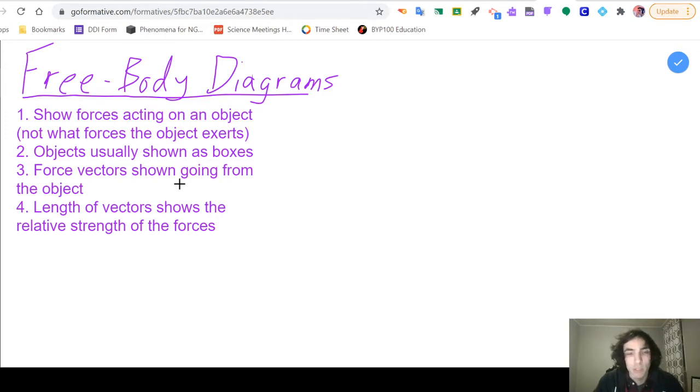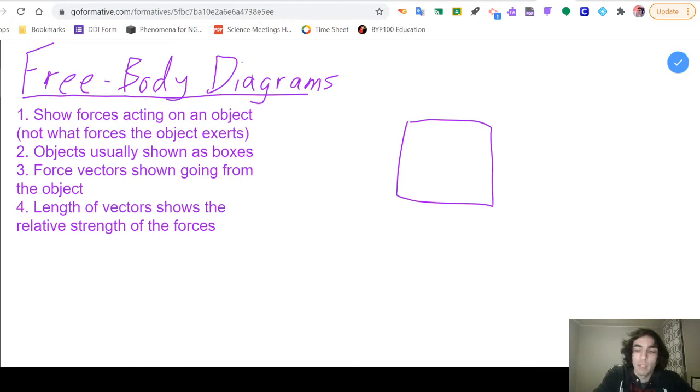So first, the purpose of drawing these free body diagrams is really just showing the forces acting on an object. And in this unit, we've been connecting that to the motion of different objects. And the reason I put this little piece in parentheses here, that we don't show what the forces are that an object is exerting, will become very apparent when we get to Newton's third law, and you all have started to see that in class.